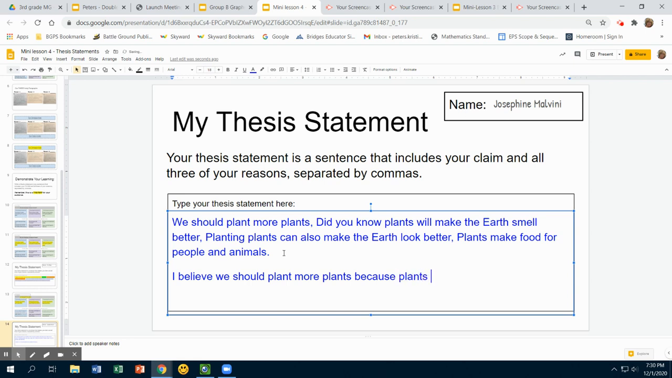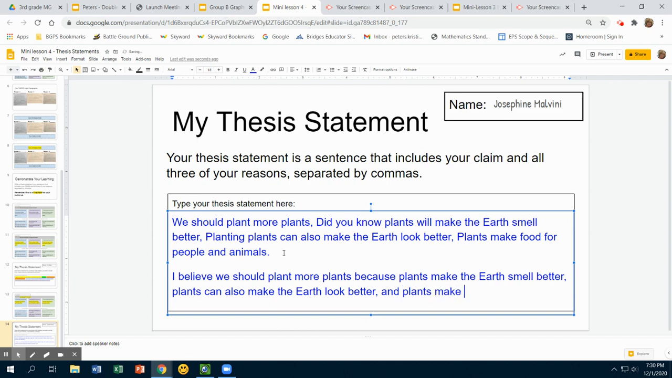Because plants make the earth smell better, comma, plants can also make the earth look better. Now notice I haven't ended it yet. I'm putting a comma in, and then I'm going to put the word "and," which is something that Josephine left out. And plants make food for people and animals. There we have it. So let's reread now the thesis statement as it's written. I believe we should plant more plants because plants make the earth smell better. Plants can also make the earth look better, and plants make food for people and animals, period.